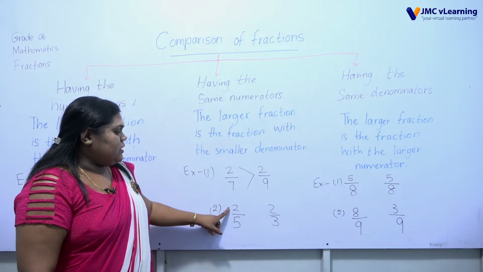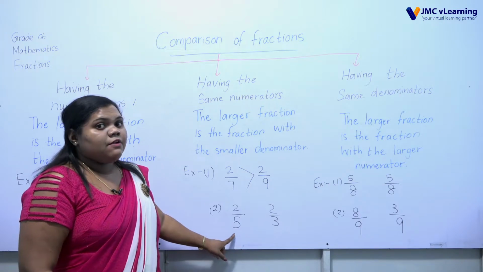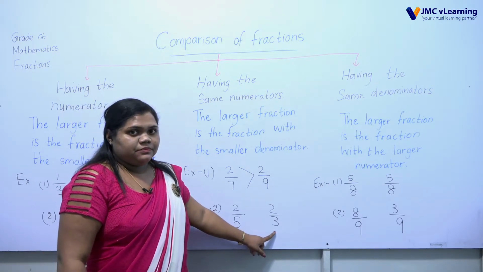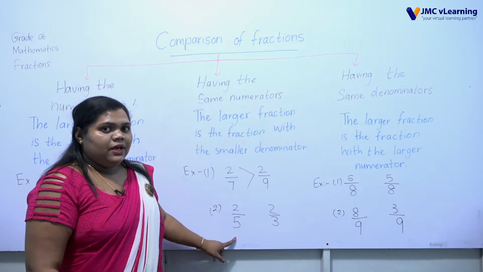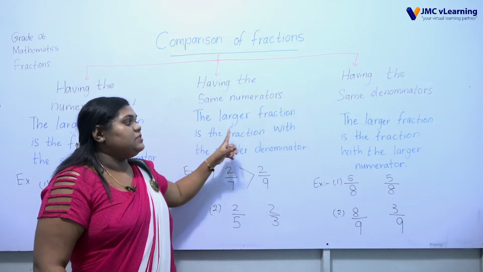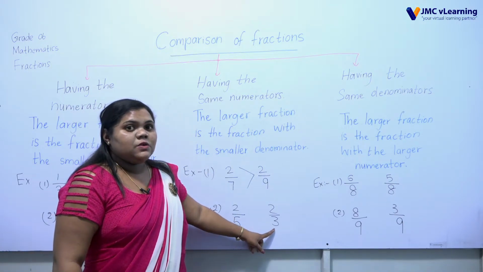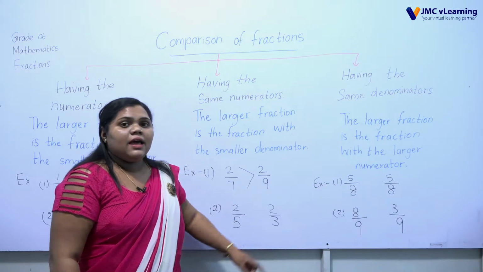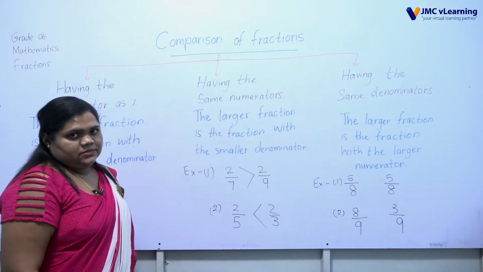Okay. Next, 2 out of 5 and 2 out of 3. What are the denominators? 5 and 3. Then 3 is smaller than 5. Again, look at this. The larger fraction is the fraction with a smaller denominator. It means 3 is the smaller one. So this is the larger fraction. So we can draw the symbol like this.